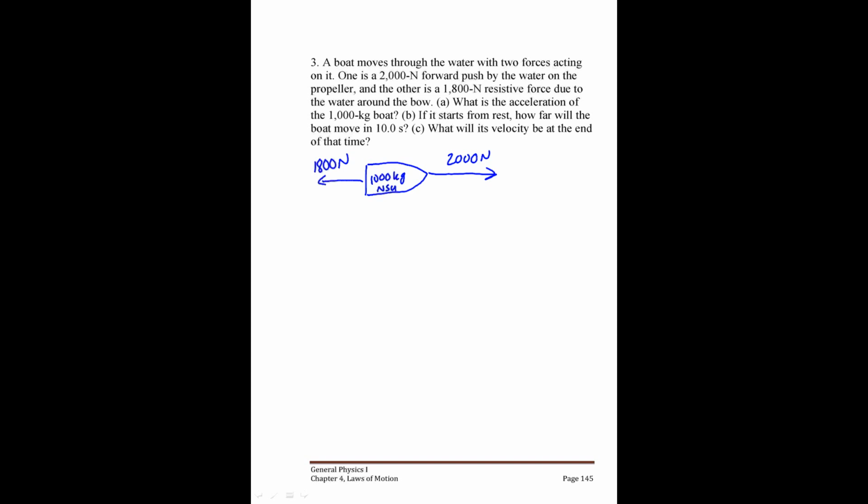Well, the acceleration is pretty easy for part A. The net force equals ma. The net force here is the vector sum of the two forces. It's going to be 2,000 minus 1,800 newtons. That's equal to 1,000 kilograms times the acceleration. So the acceleration is 200 over 1,000, newtons over kilograms. A newton is a kilogram meter per second squared, so that gives me meters per second squared, which is 0.2 meters per second squared. That's part A.